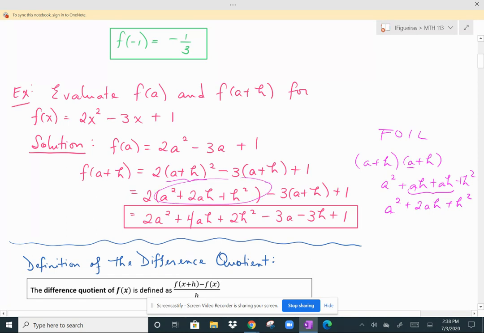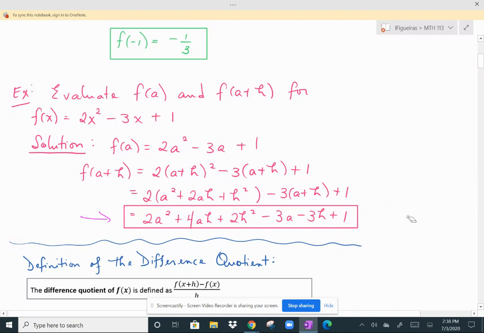So I get a squared plus 2ah plus h squared, which is exactly what you see here. That's the expanded, or FOILed, a plus h, and then the rest I just wrote down. But now in the next line, I'm going to distribute the 2 and distribute the negative 3. So I get 2a squared plus 4ah plus 2h squared minus 3a minus 3h plus 1. None of those are like terms, so there's really nothing else you can do at that point.